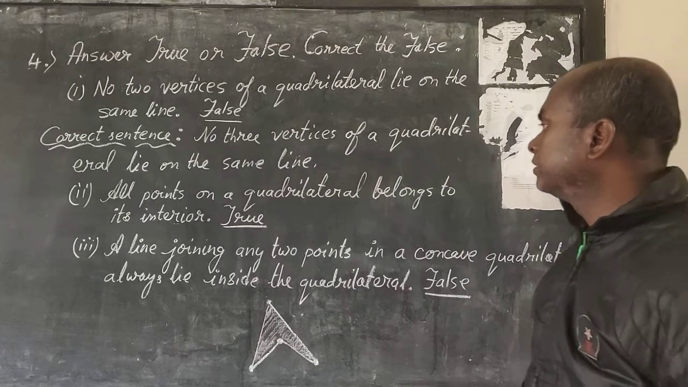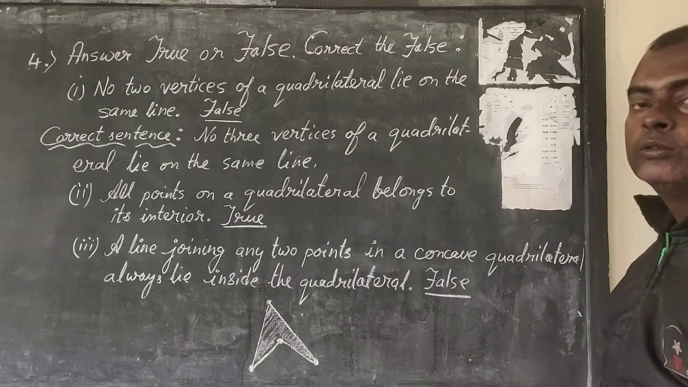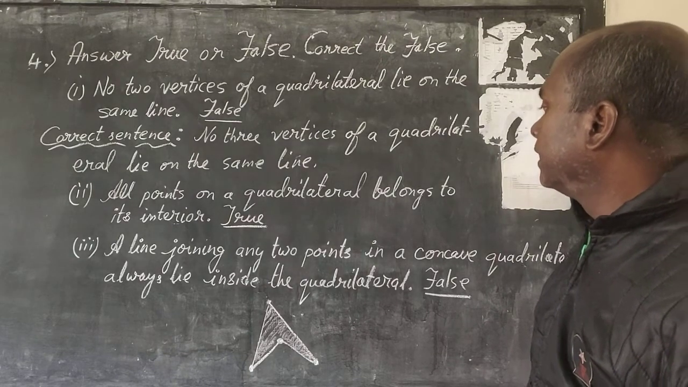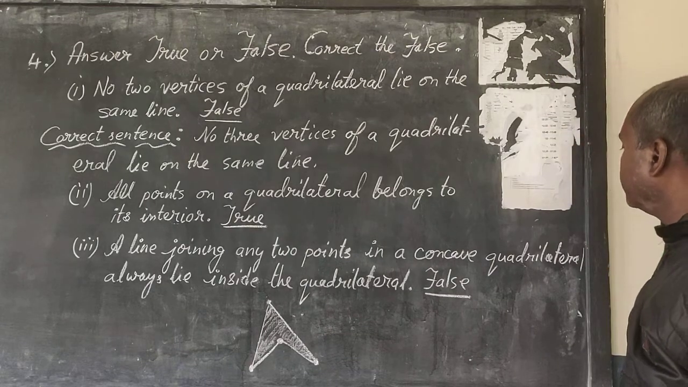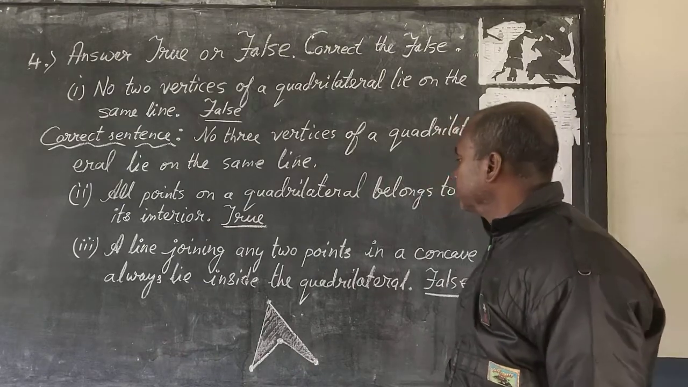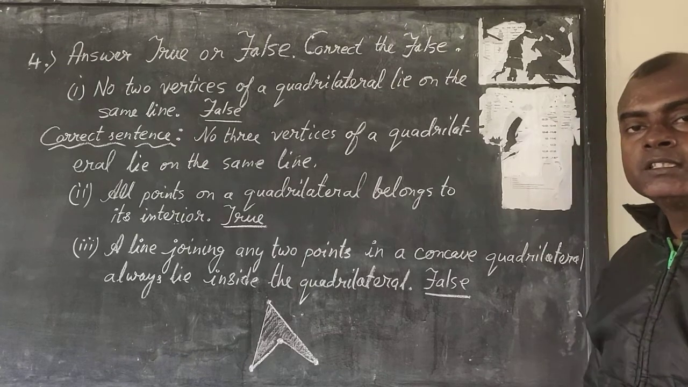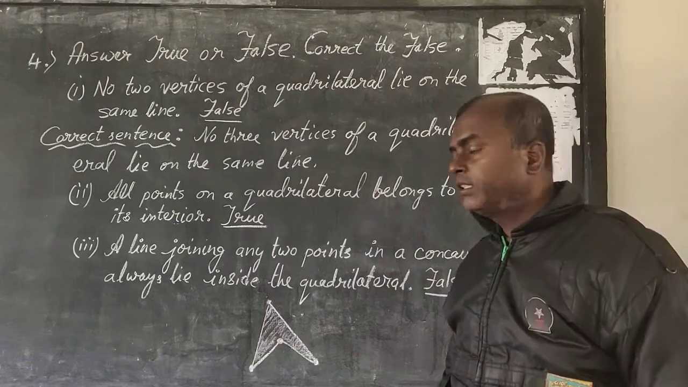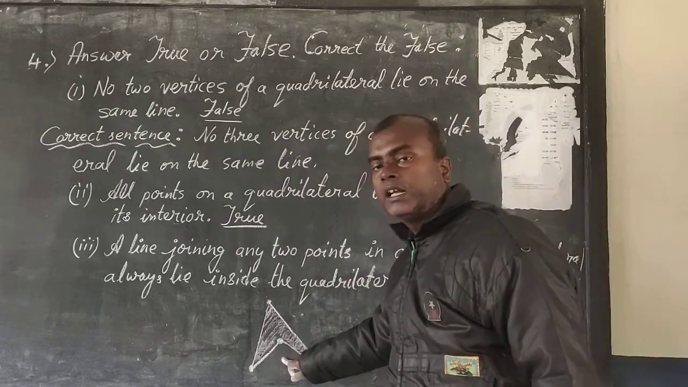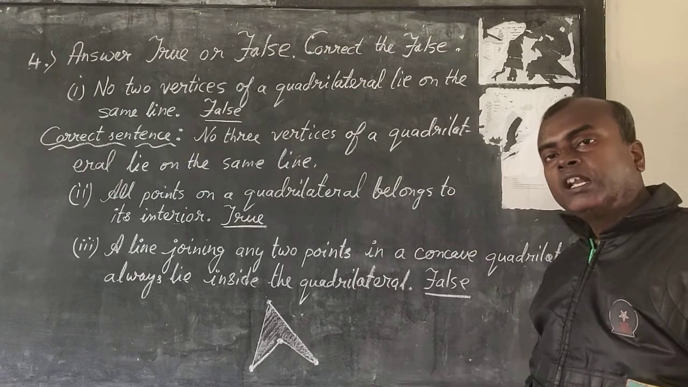Okay, the second question is, all points on a quadrilateral belong to its interior. That is true. Third one, a line joining any 2 points on a concave quadrilateral. I have drawn for you a concave quadrilateral. So the line joining any 2 points. How many points or vertices are there in a quadrilateral? There are 4, right? So any 2 points in a concave quadrilateral, if you join, then that line will be inside the quadrilateral. Is it true?